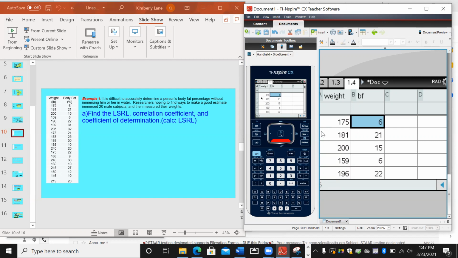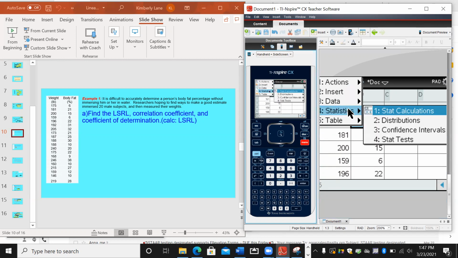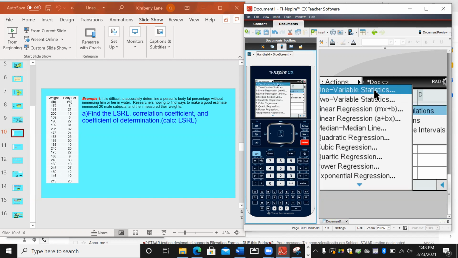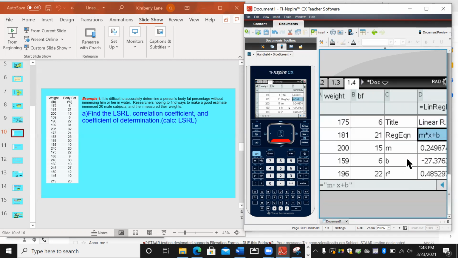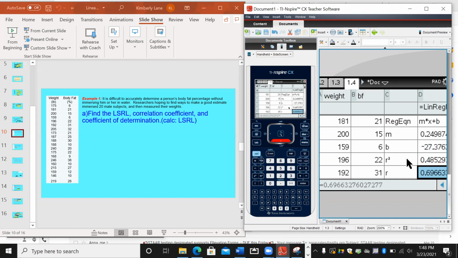Okay, and if we need to find the least squares regression line, we make sure that we have one cell highlighted, go to menu, statistics, stat calculations, and we want linear regression, mx plus b. What is my x list? I called it weight. What is my y list? I called it BF. Hit enter. And again, you should have output here. So notice my slope is 0.249. Notice my y-intercept is negative 27. I have r squared and I have r.